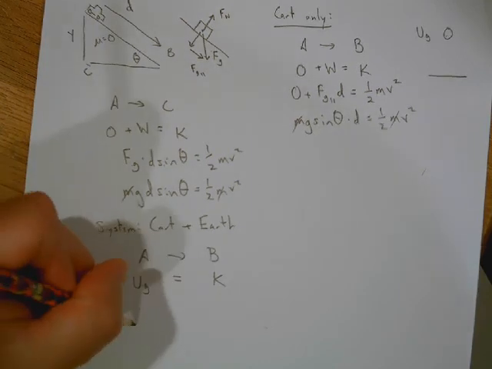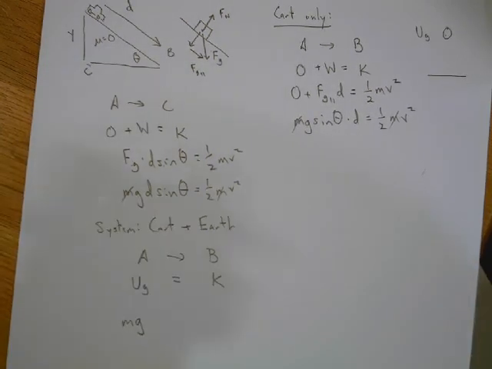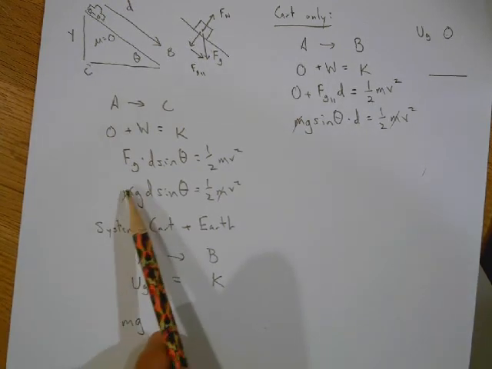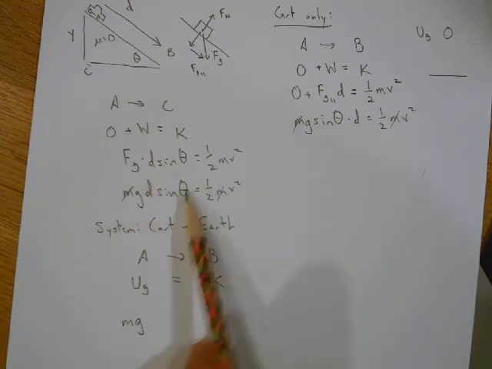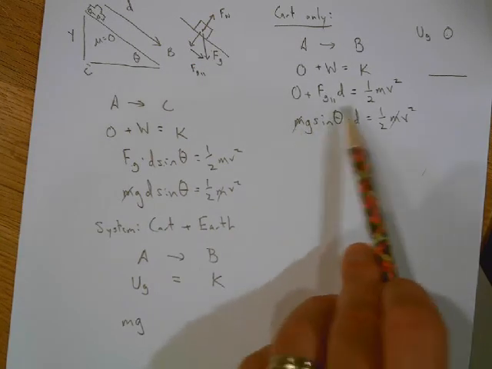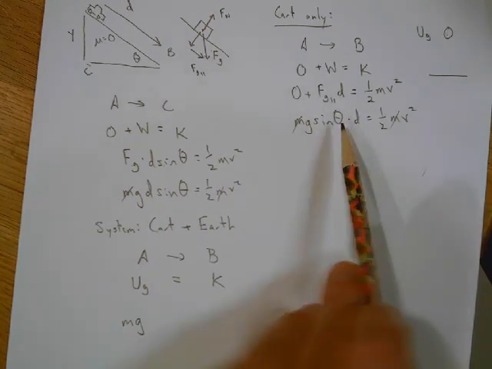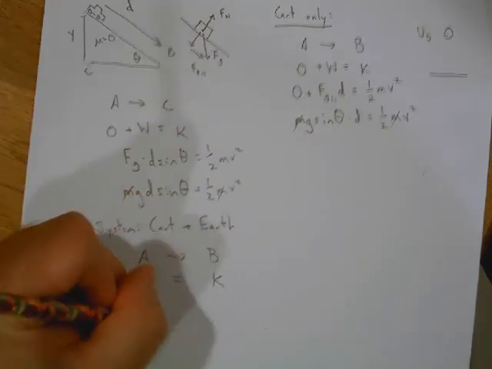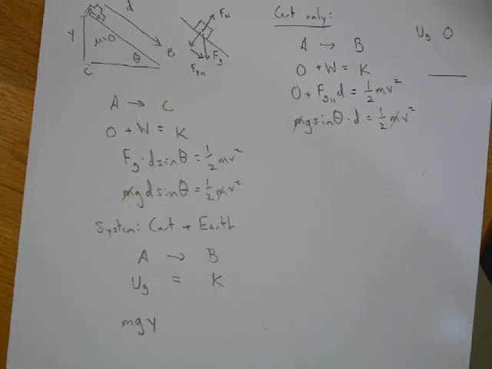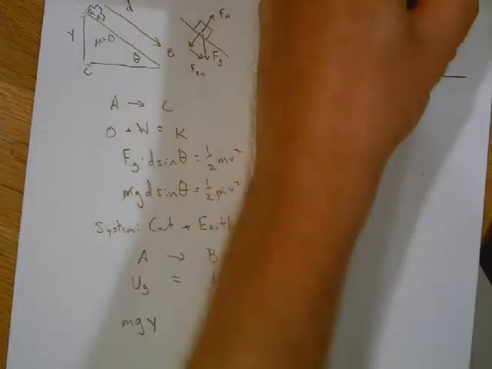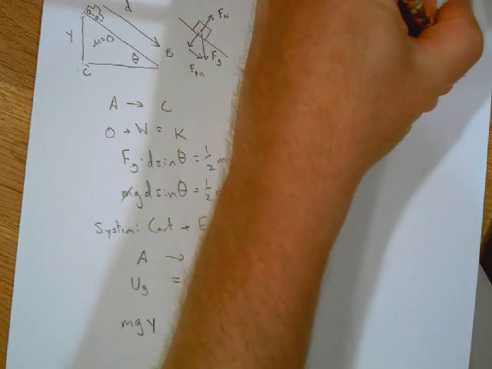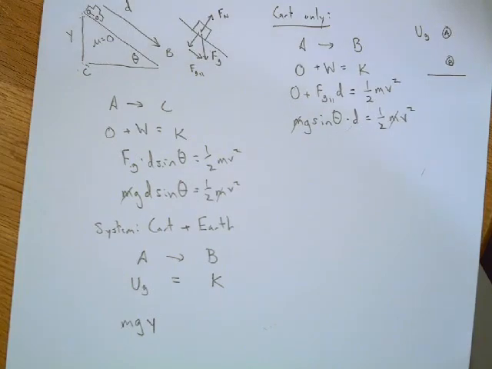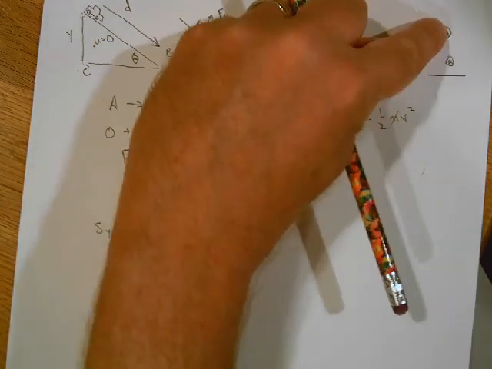So then equals. And then this is equal to mg. Now, here this should make sense to you. Do you see how, look at all my equations here. Do you see how I have mg, and then there's d sine theta, and then I have mg, this d sine theta? Well, what was d sine theta? Oh yeah, it's the height. So it's really mg times y. Does everybody see that?